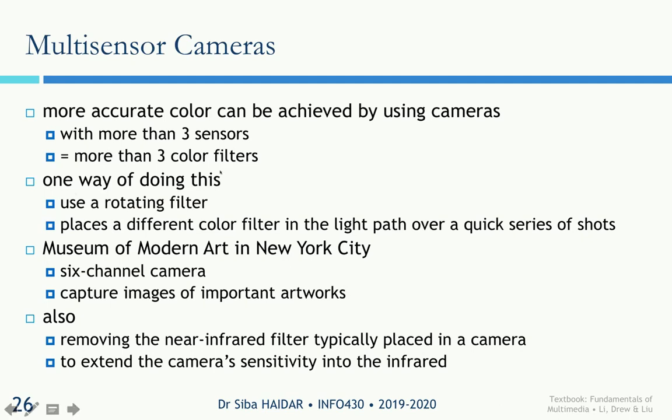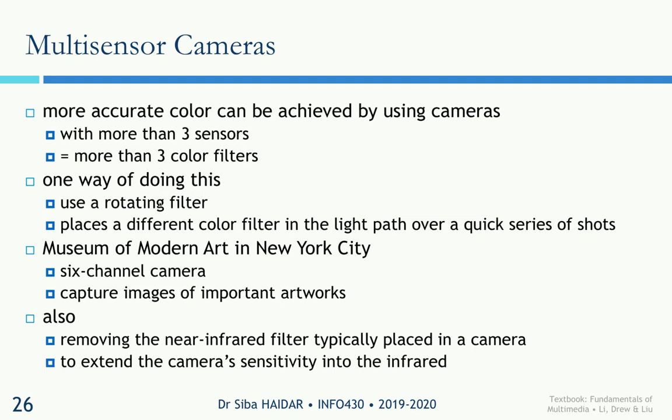We have to mention here the multi-sensor cameras. So in addition to the traditional cameras that used to work, there are, since 2000, new multi-sensor cameras, which produce more accurate color that can be achieved by using cameras with more than 3 sensors. So until now we are talking about the three primaries, okay? And now there exist cameras with more than 3 sensors, and of course with more than 3 color filters.